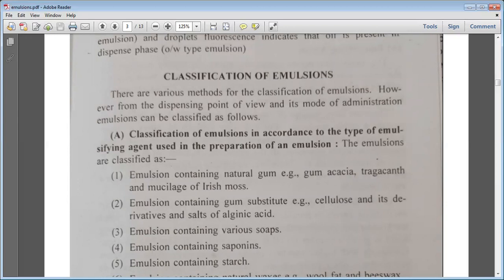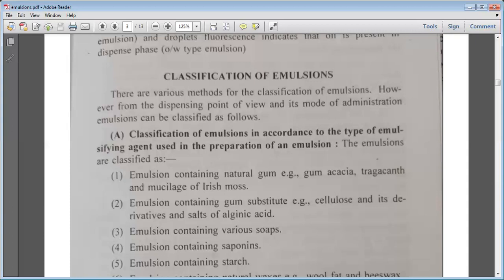Like you have the oil in water or water in oil. You have multiple emulsions. Multiple emulsions means oil, water, and oil, or water, oil, and water, are known as multiple emulsions. You have micro emulsions, you have fine emulsions, you have nano emulsions. All this is nothing but the variation of the size of the dispersed globules. So it is being classified according to that, such as micro, nano, or fine emulsions.